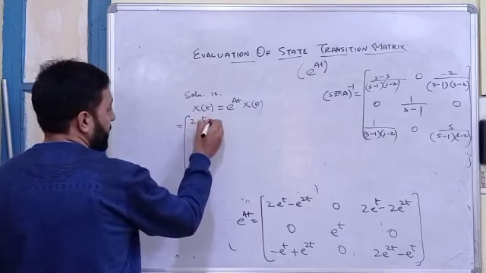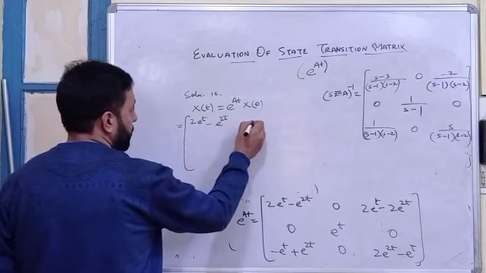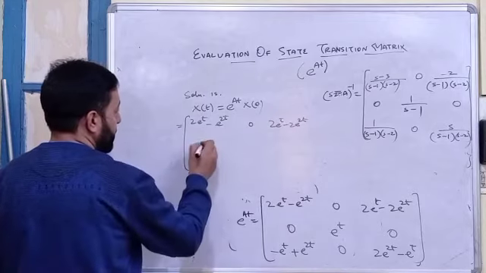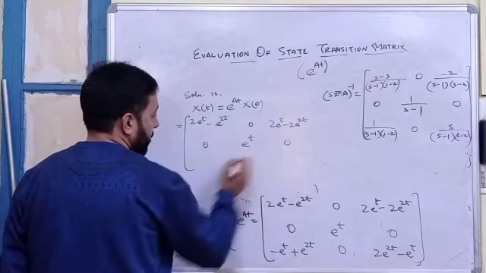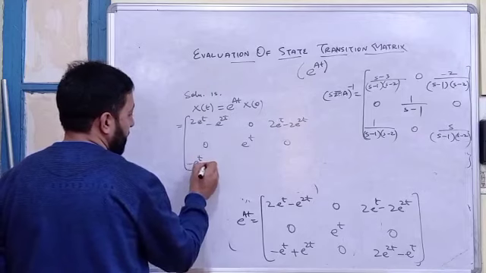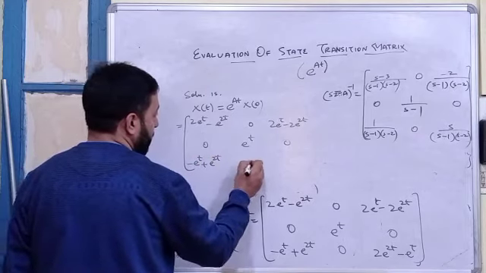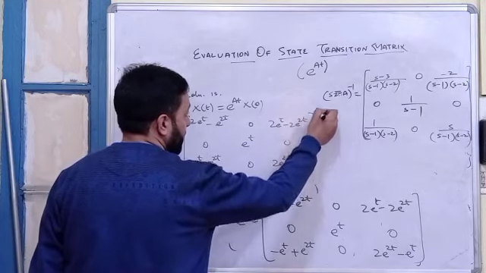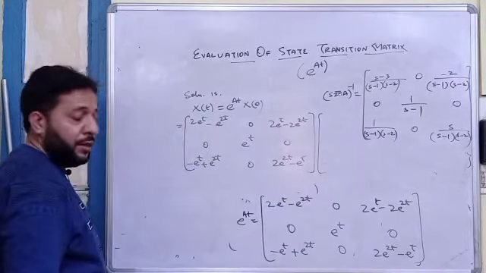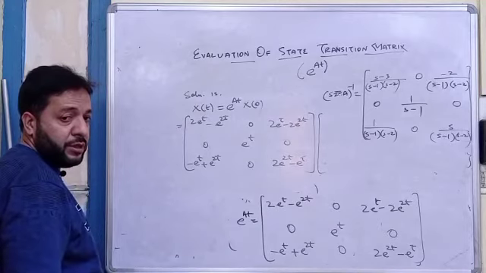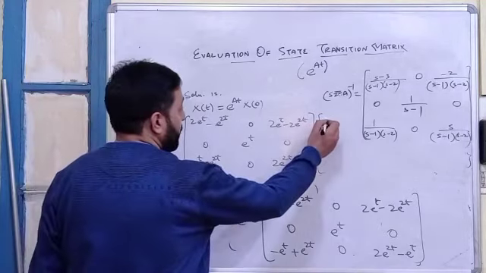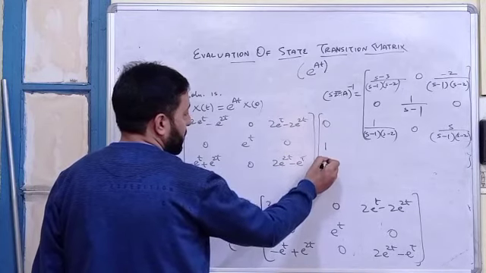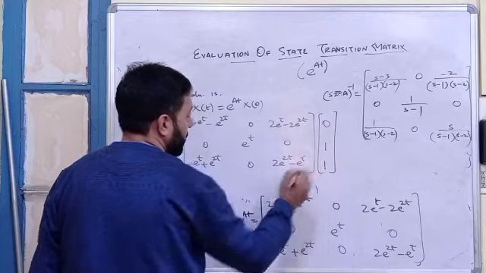That's 2 e to the power t minus e to the power 2t, 0, 2 e to the power t minus 2 e to the power 2t. Then 0, e to the power t, and 0. Then minus e to the power t plus e to the power 2t, then 0, 2 e to the power 2t minus e to the power t. And x naught, what was given in the question? x naught was 0, 1, 1. Whatever the initial condition was.